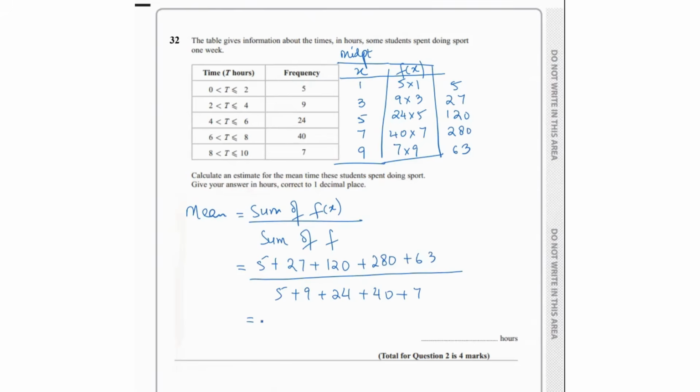In most cases, they always give you the total frequency in the question. So you don't have to do the step in the denominator like that. But in the case they don't, just add the frequency values. That's 495 in the numerator, 85 in the denominator. Divide them, and that gives us 5.8 hours correct to 1 decimal place. That is your estimate for the mean time these students spent doing sport.